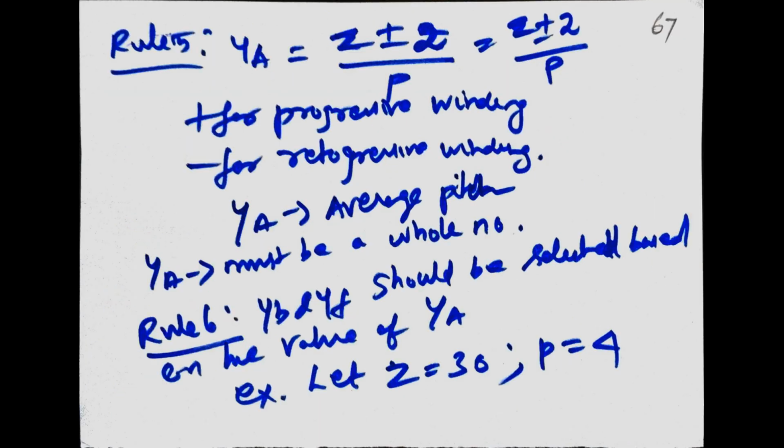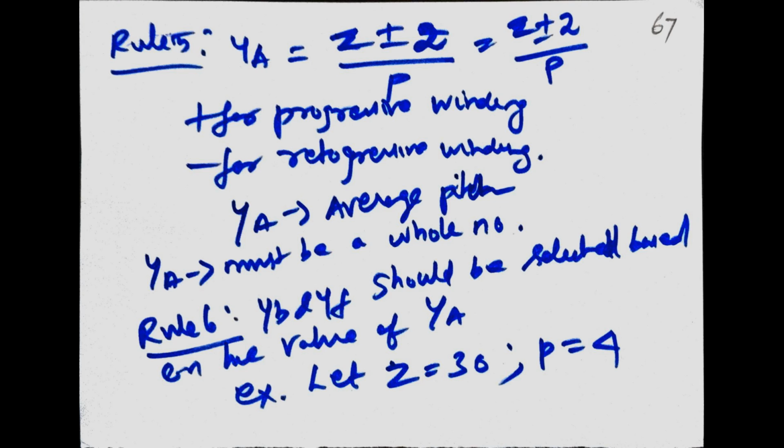Rule number 5. YA is equal to Z plus or minus 2 divided by P. Plus is for progressive winding, minus is for retrogressive winding. That is, YA is equal to Z plus 2 divided by P for progressive winding, and YA is equal to Z minus 2 divided by P for retrogressive winding. YA, the average pitch, must be a whole number.